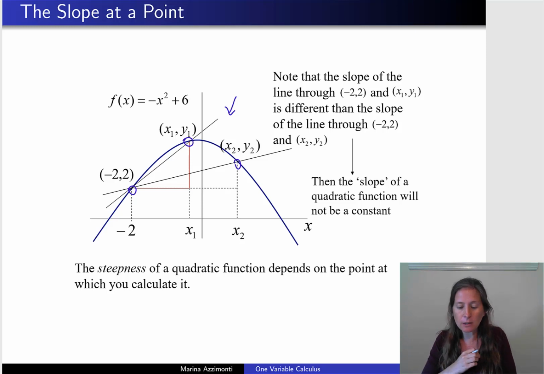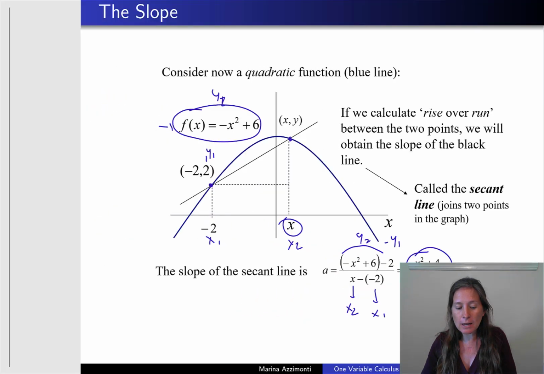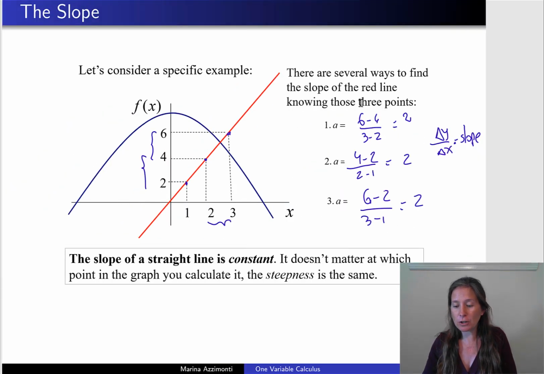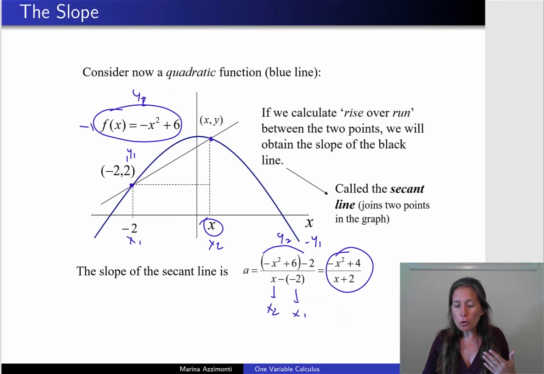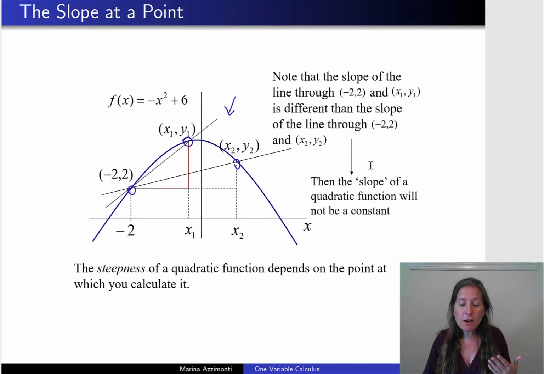Now, what is this indicating to us? That the steepness of a quadratic function is going to depend on the point at which you calculate it. So it's not the same as what we did in the previous slide, where we were thinking about a linear function: no matter where we computed it and how far away were the 2 points at which we computed the slope, we always got the same number. So when we are thinking about a quadratic function, we will have to specify the slope at a specific point in the graph, because the slope is not going to be a constant anymore.